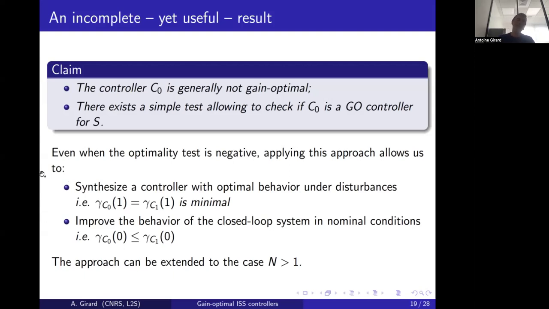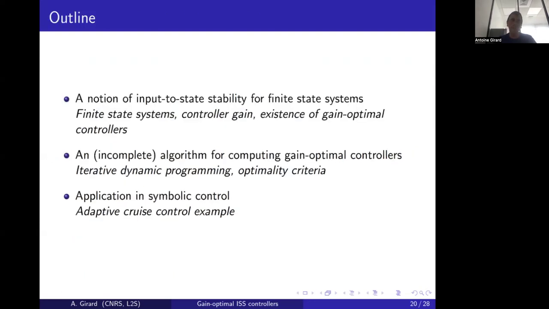Okay, so here I believe the algorithm that I presented is already quite complex, and so I didn't want to present the full version for the case where we have more than 2 levels of disturbances. But the approach can be extended to that case, and if you want to know more, then you can just check the paper that presents this method.